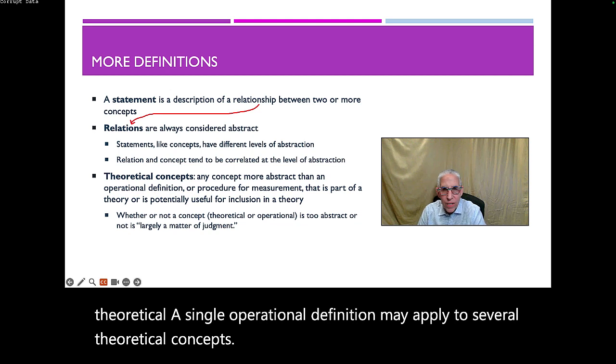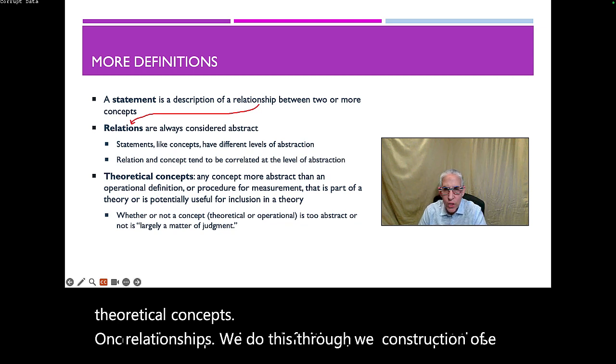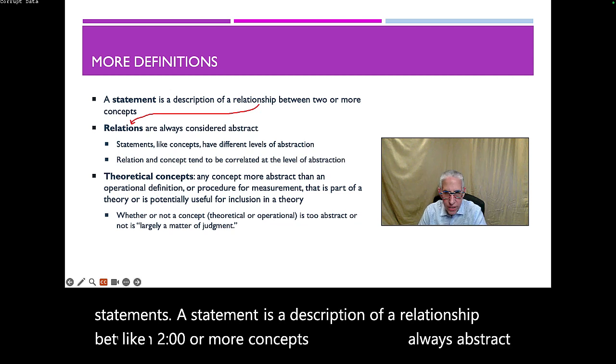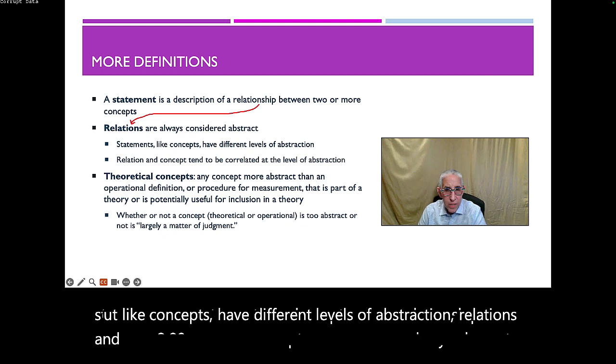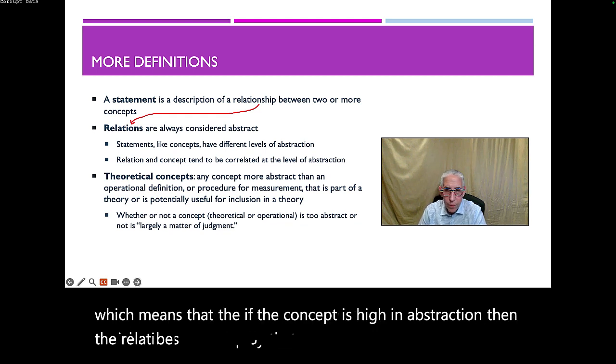Once we have operational definitions, we have to put these into relationships. We do this through the construction of statements. A statement is a description of a relationship between two or more concepts. Relations are always abstract, but like concepts, have different levels of abstraction. Relations and concepts tend to be correlated at the level of abstraction, which means that if the concept is high in abstraction, then the relations that employ that concept will also be high.